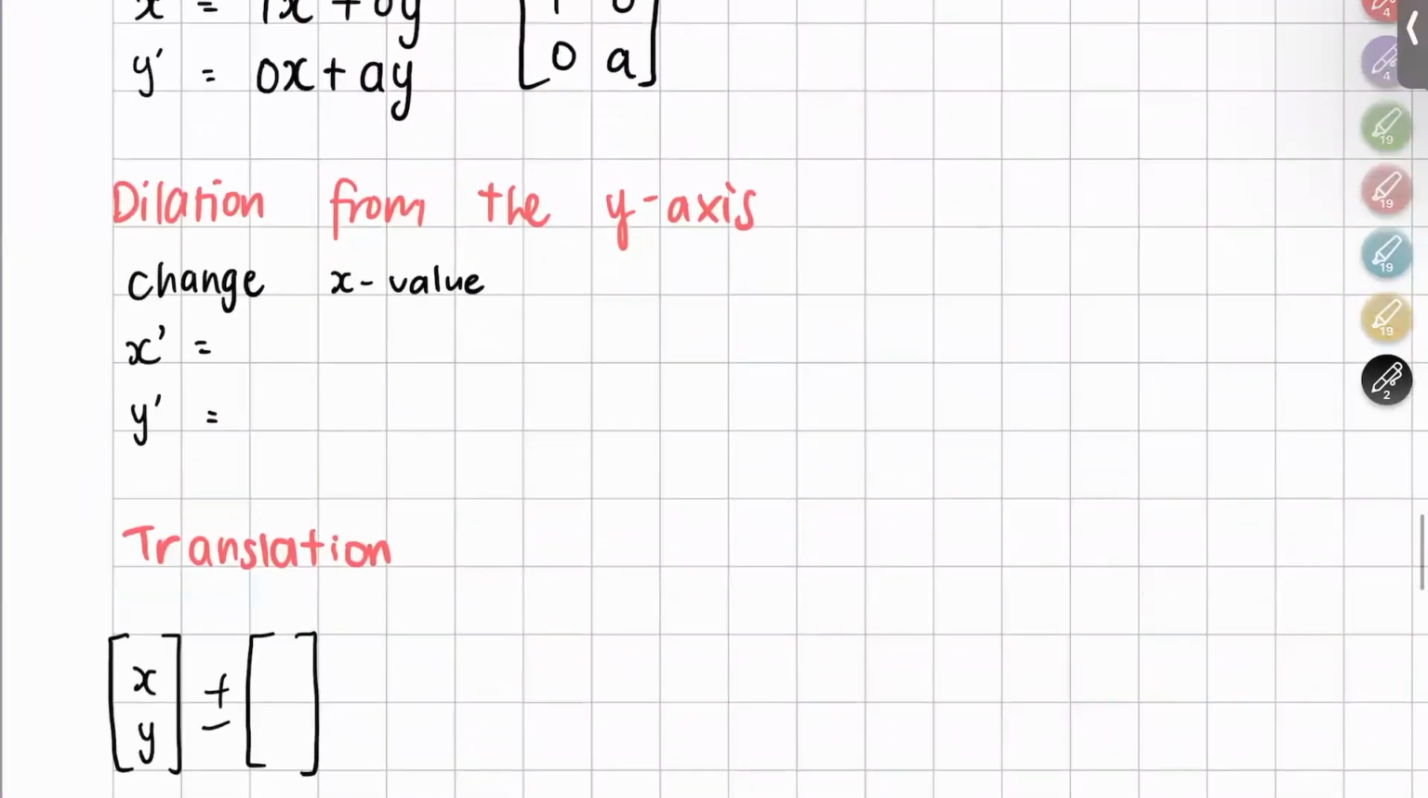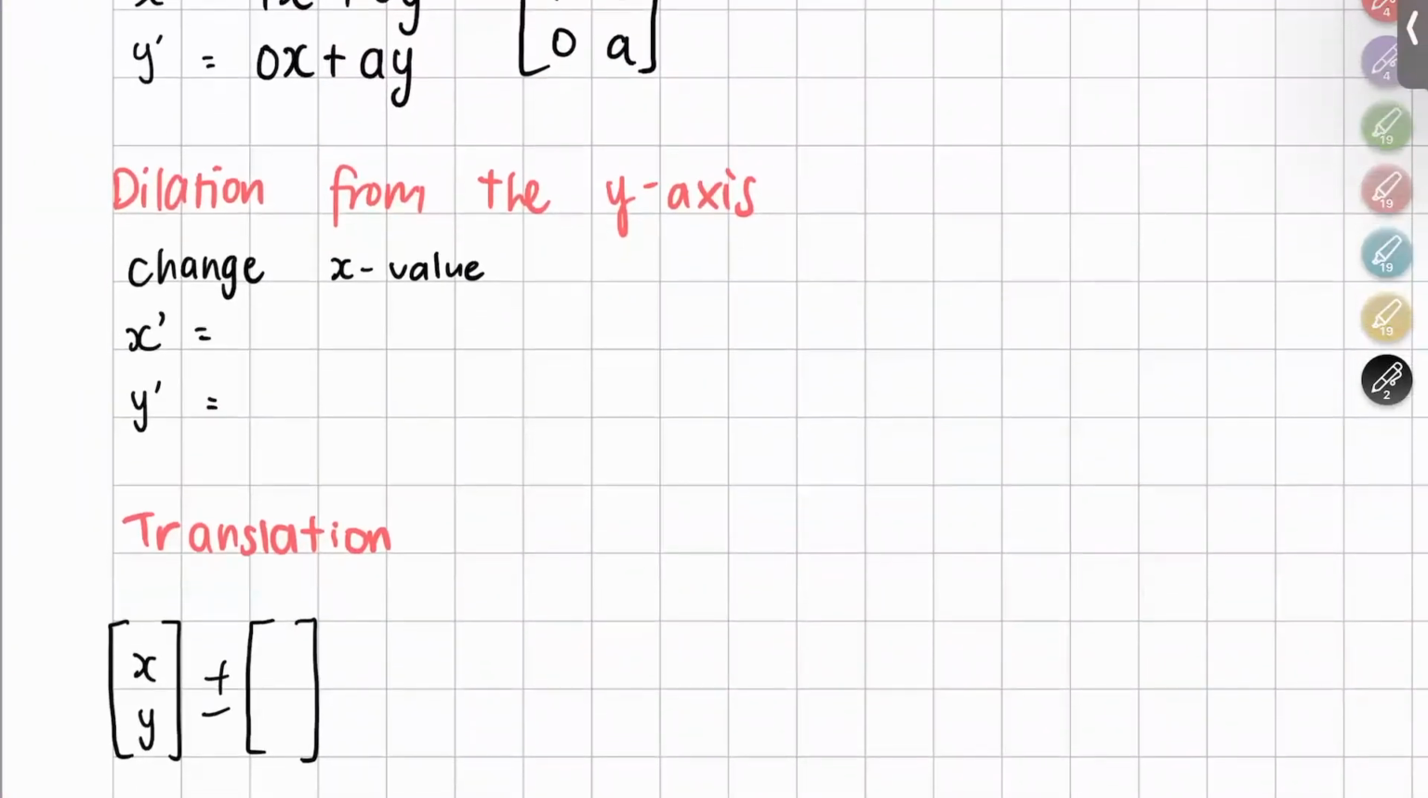Dilation from the y-axis, same sort of idea. We are changing the x value, therefore it becomes ax plus 0y, and this would just stay the same at 0x plus 1y, okay? And one thing I'd like to note is that you can see how the image is like an equation based off of our original functions. These don't have the comma at the top, okay? So our transformation matrix becomes a, 0, 0, 1.